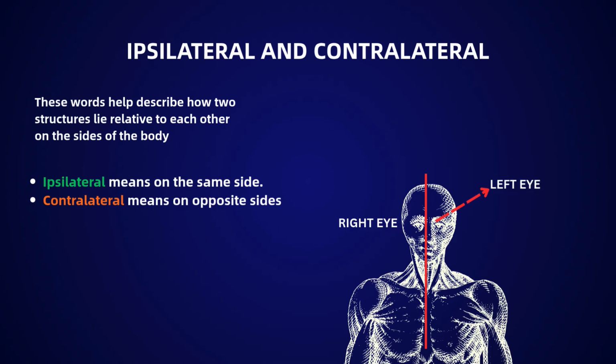The left eye and the left ear are ipsilateral. Let me ask you a question. If a patient has injury to the right arm and the right leg, are those injuries ipsilateral or contralateral? Obviously, it's ipsilateral because both are on the same side.